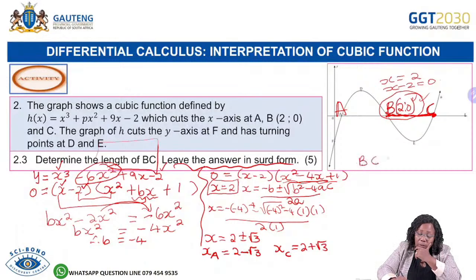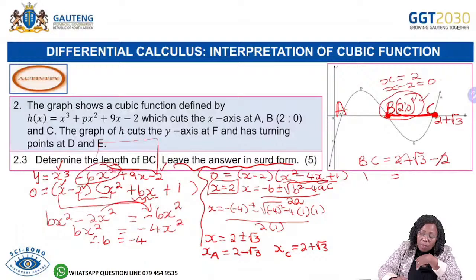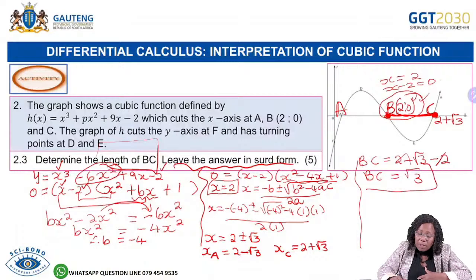BC. Remember here we have 2 plus the square root of 3. So BC is when you take the value of x here minus the value of x there. So that means it will be 2 plus the square root of 3 minus 2. So 2 minus 2 is 0. Therefore, BC is equal to the square root of 3. That is the length of BC in surd form. Okay.